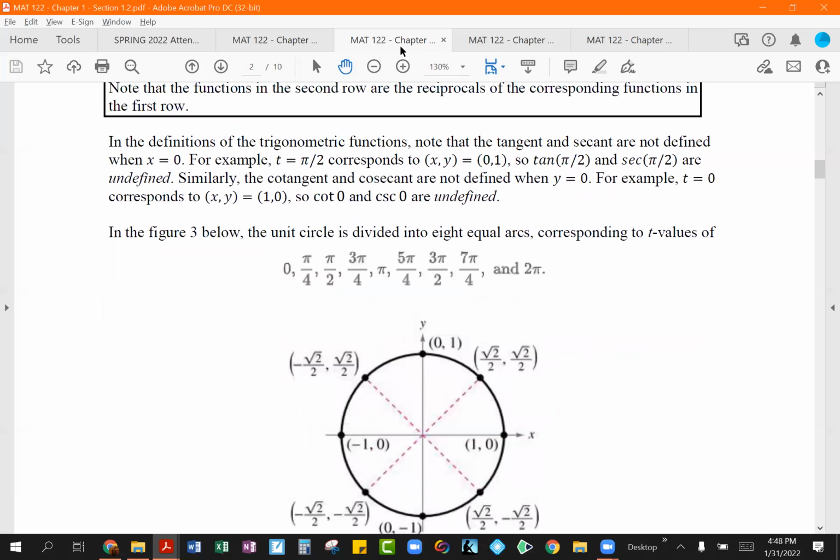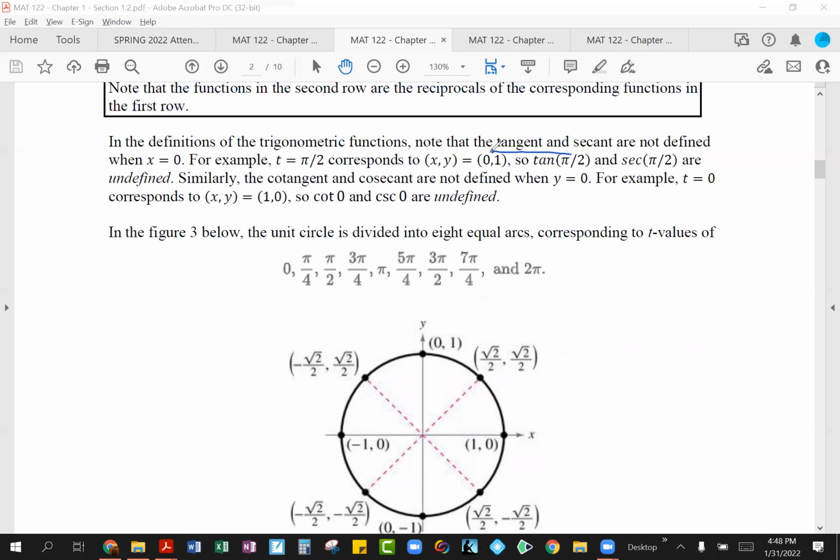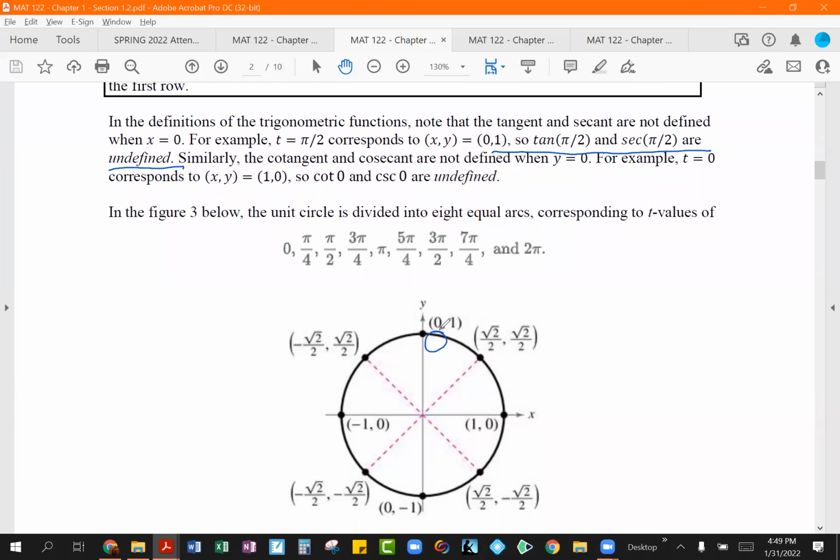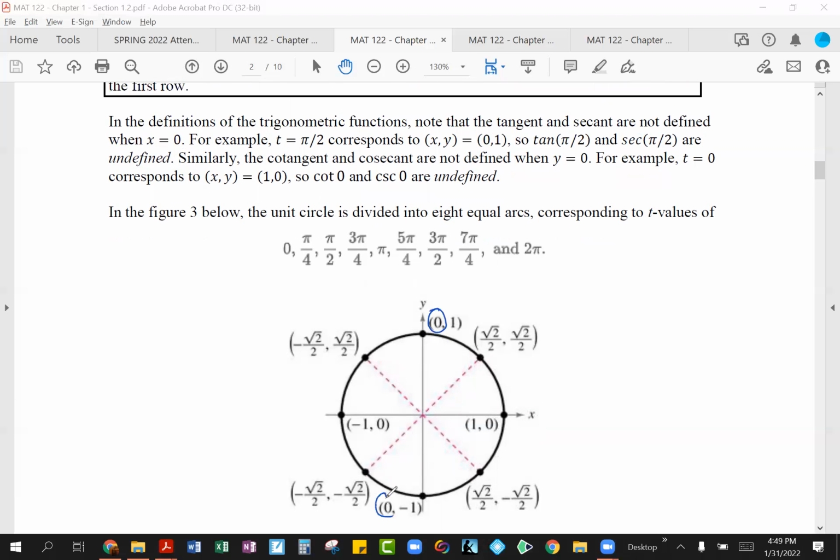If you look at this little paragraph here, they are saying that the tangent and the secant function are not defined at x equals 0. So this is where your x is equal to 0. Let's move this guy up a little. So you can see x is going to be 0 over here and over here. So that means your tangent and secant functions are not going to be defined over here. As an angle, this is actually pi over 2, and then, of course, on the bottom, it's 3 pi over 2.